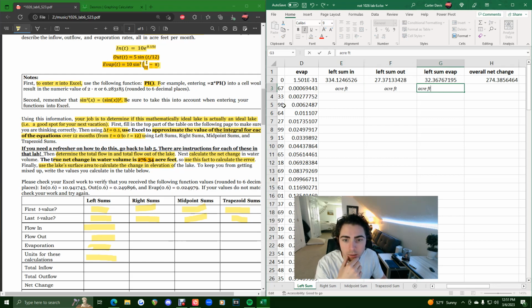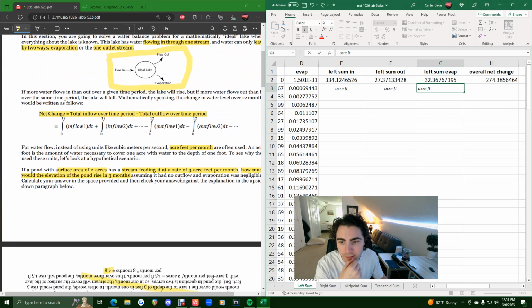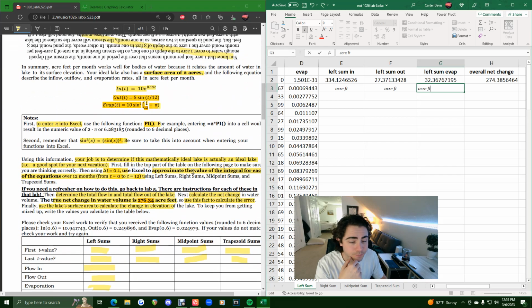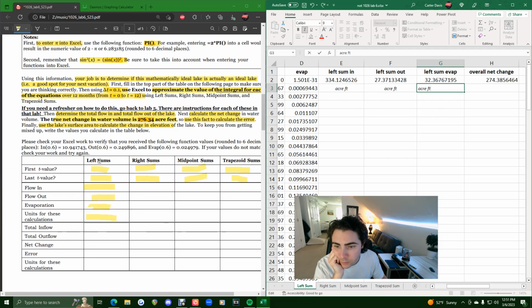It's a smaller pond than the last lab, I guess. I don't think there was anything that even said 1,000 acre-feet in this case. Okay, sorry about that. Acre-feet. I'm glad we went over this chart. Units are acre-feet.